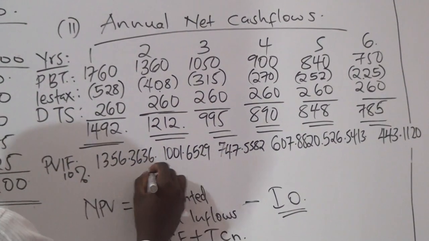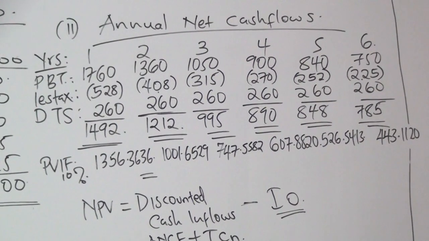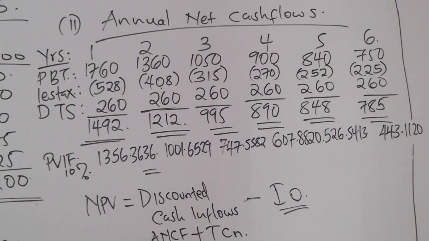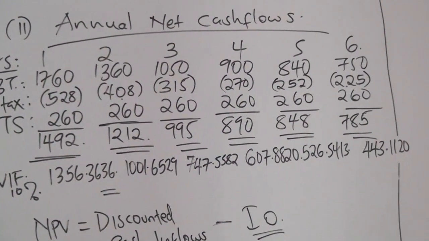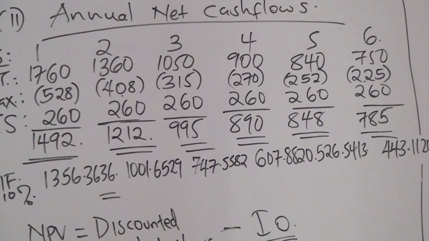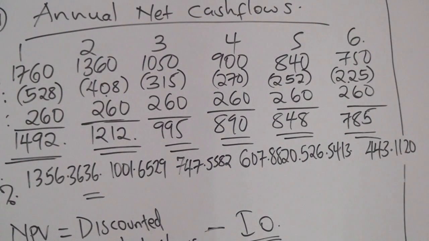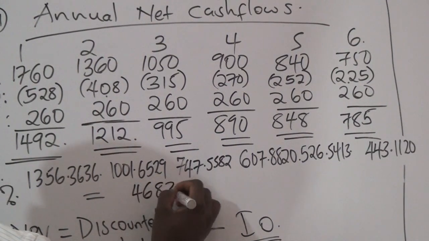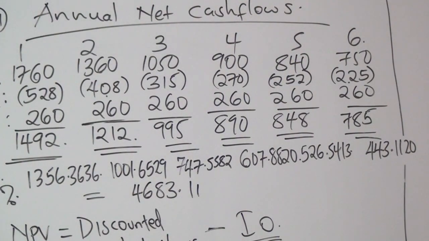So once you've determined the present value for each period, you sum up all the present values to determine a single value. So it will be 1356.3636 plus 1001.6529 plus 747.5582 plus 607.8820 plus 526.5413 plus 443.1120. Our answer will be 4683.11, and that is the discounted annual net cash flows.